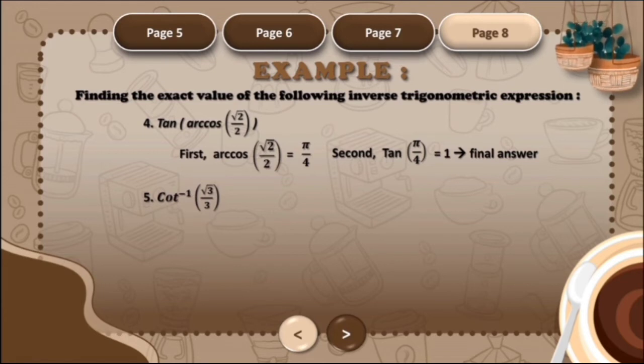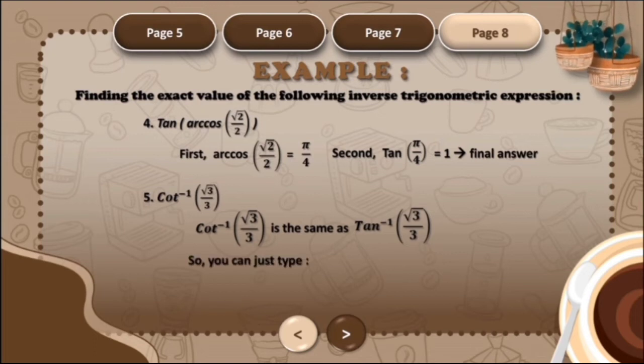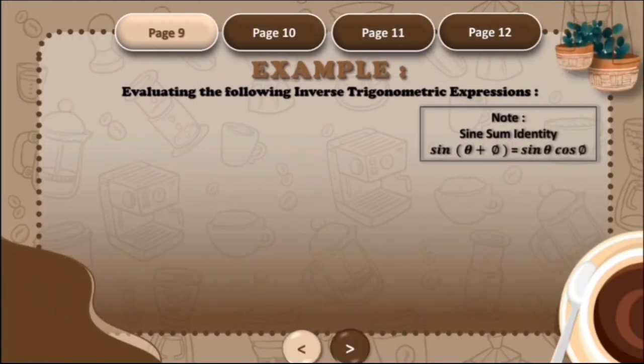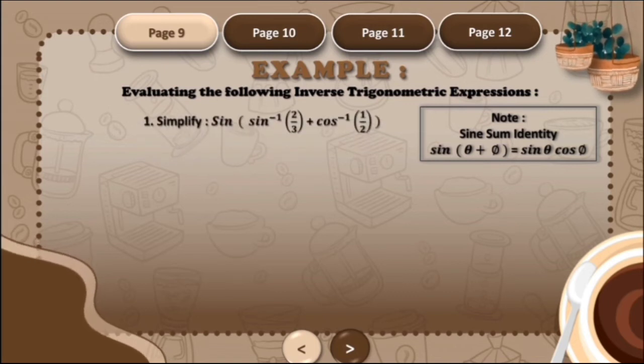Example number 5. Inverse of cotangent square root of 3 over 3. Now, if you're a little bit confused about what inverse of cotangent is, inverse of cotangent square root of 3 over 3 is actually the same as inverse of tangent square root of 3 over 3. So technically, you can just type inverse of tangent square root of 3 over 3 and your final answer would be pi over 3. Now that we know how to find the exact value of an inverse trigonometric expression, let us now move on to evaluating an inverse trigonometric expression.